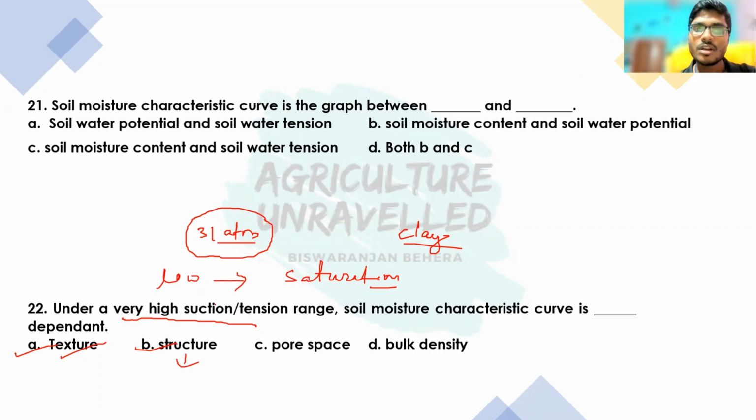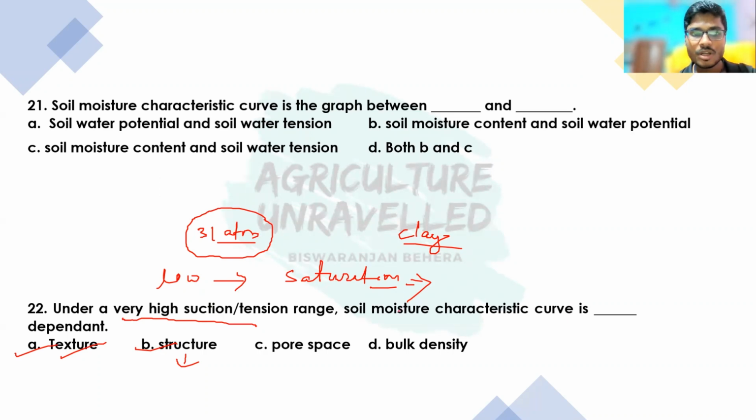Near saturation, all the pore space, micropores and macropores, all pores are filled. So at this stage both clay soil and sandy soil have equal quantity of water. But when the availability of water decreases and the force of attraction or the force of adsorption increases, at this stage the texture determines the moisture content.